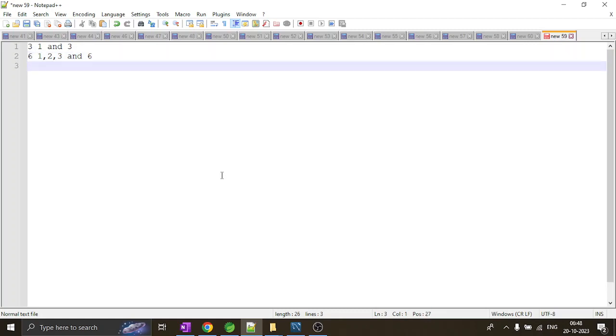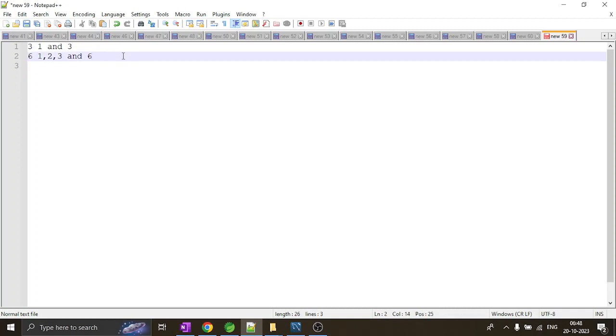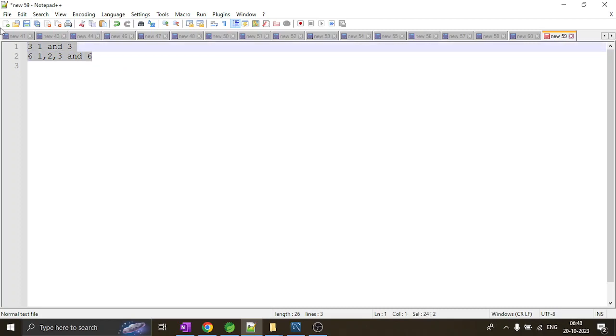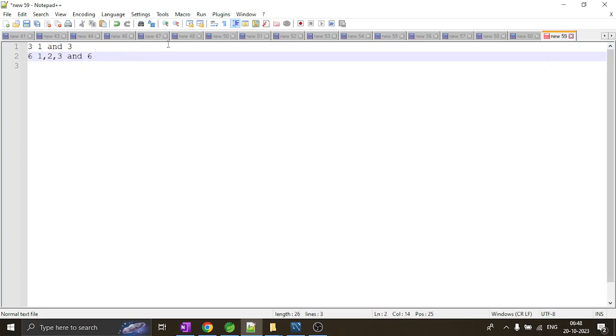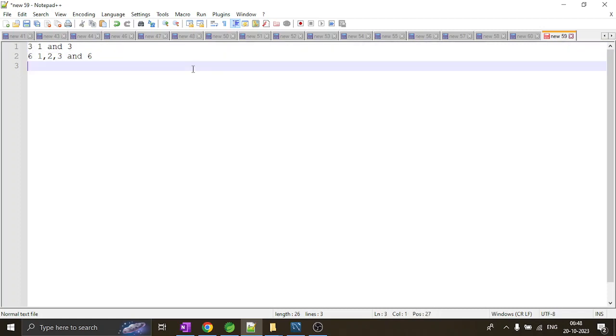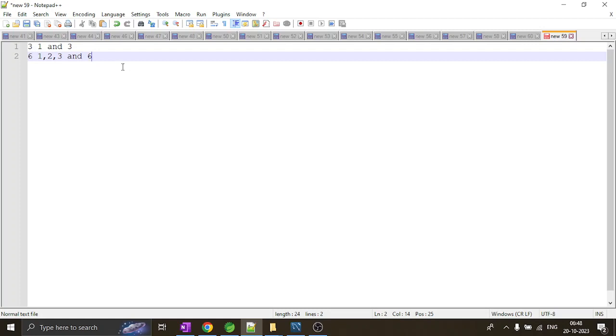You can consider prime numbers as people who don't like to interact with others or mix with others. They are by themselves, right? You can consider this kind of analogy to get a better understanding and remember what prime numbers are. So let's start with the coding part.